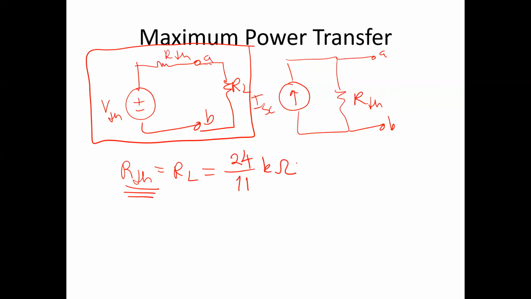And then if you substitute this value of RL equal to R Thevenin, you can find that the actual power dissipated is V Thevenin squared divided by 4 times R Thevenin. And if you crunch through the math, I got 11.2 watts as the actual power being dissipated.